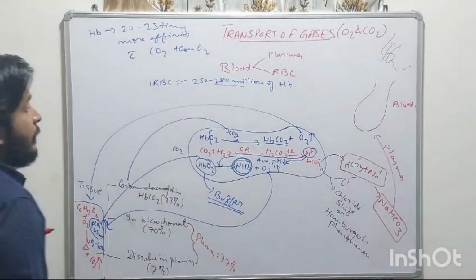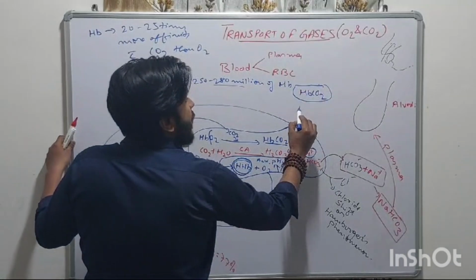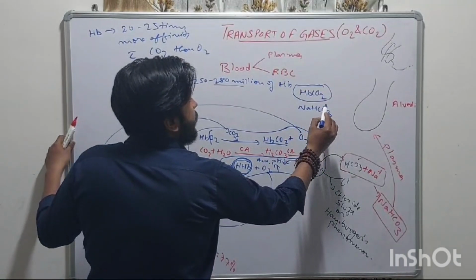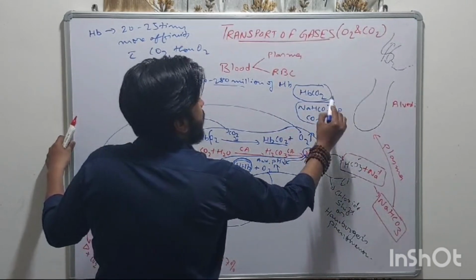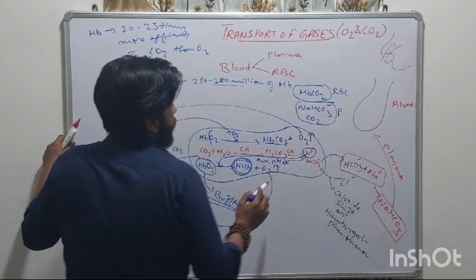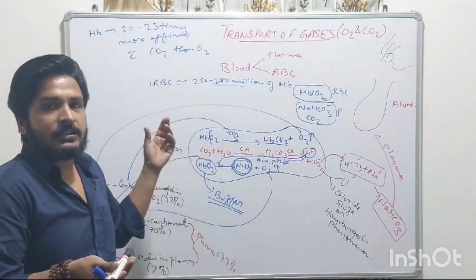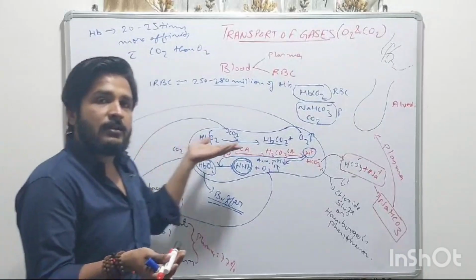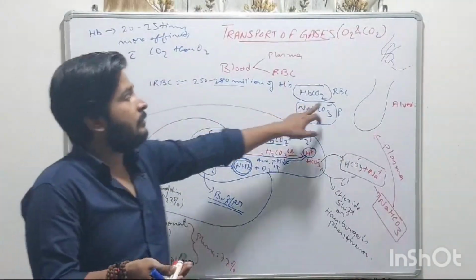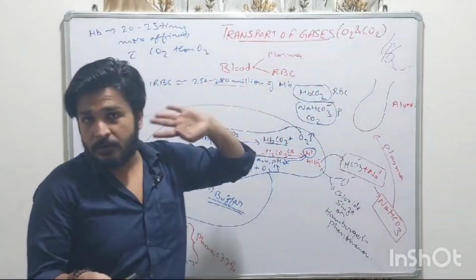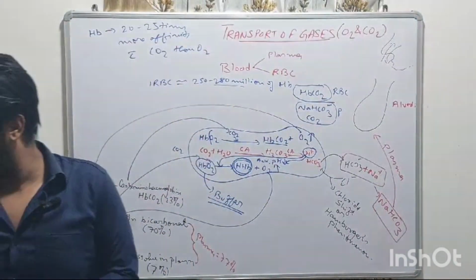So what happens now? We have HbCO2 in the RBC, NaHCO3 in the plasma, and direct CO2 in the plasma itself. Now we have loaded the CO2 into the blood. Now what is transportation? Transportation is just loading of a substance, transporting it to the required place, and unloading it again. We have loaded, we will transport through the two mediums, RBC and plasma, and now we will unload it at the site of the alveoli. If you want to note it, you can note it. I will move on.